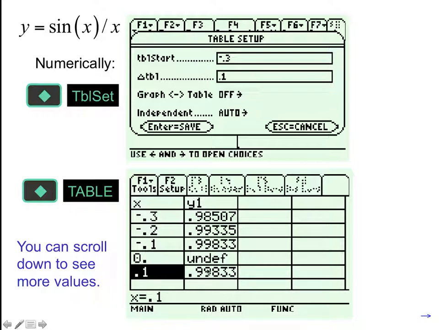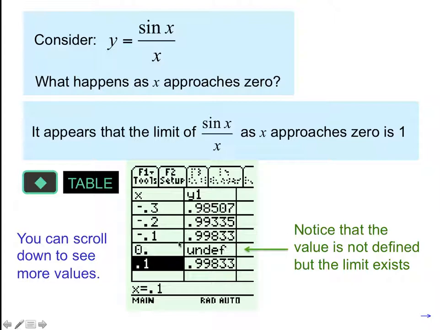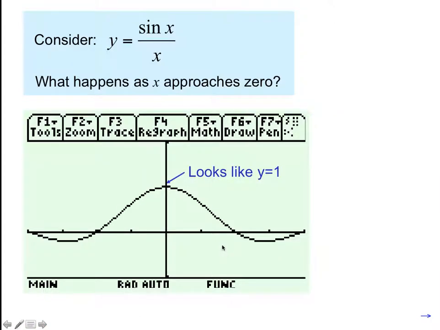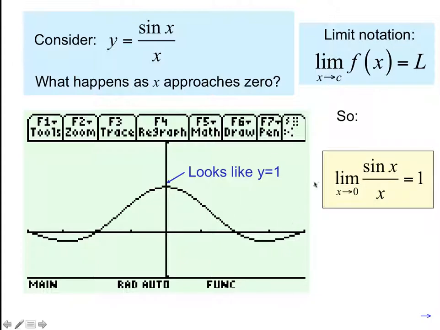You can scroll down to see more values, but even though we don't have a defined function at 0, we know that we're approaching 1 from either side, so the limit must be 1. So the value is not defined, but we know the limit. Here's our limit notation for this particular function: we take the limit as x is approaching 0, that's our input value, of the function sine of x over x equals 1. That's our output value. So as we approach 0, we're approaching a function value of 1. That's our limit for sine of x over x.